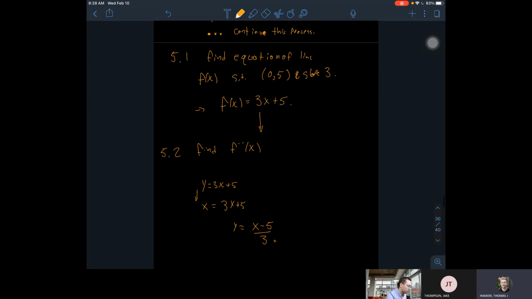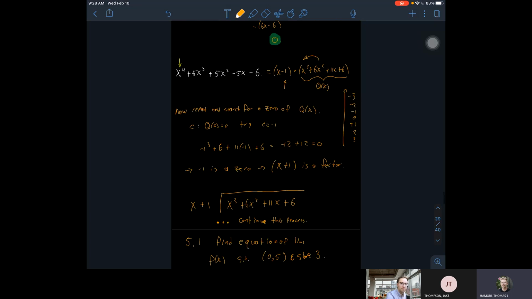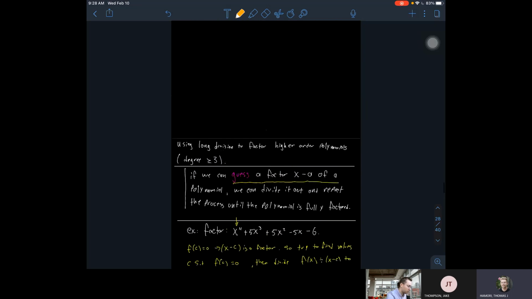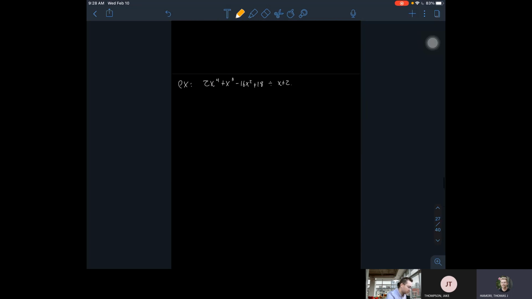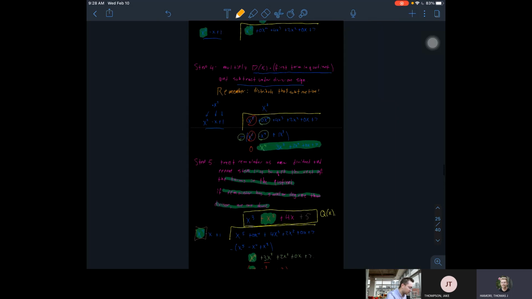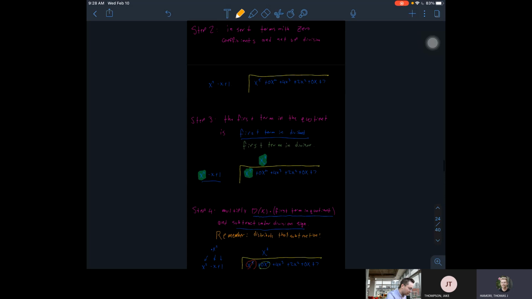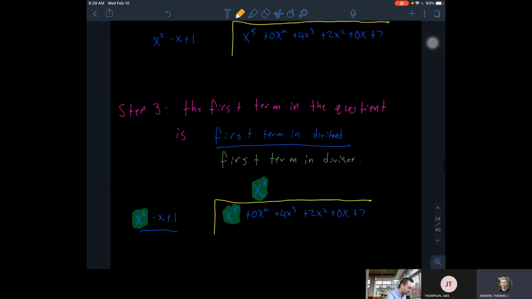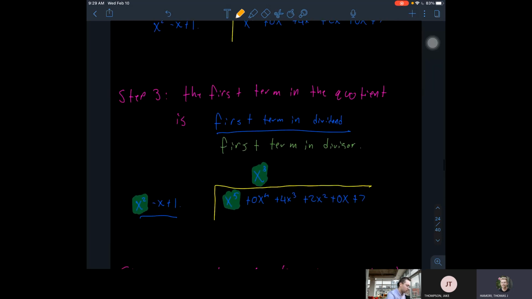Okay, so long division. Let's see, I had a problem here somewhere. Okay, so here's another example. But before we do the example, why don't we go back to the steps? Because you said step 3 is the one that's confusing you. Okay, so in other words, you're confused about how we get the first term in the quotient? Is that right?